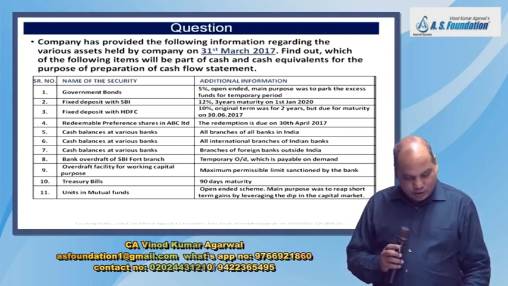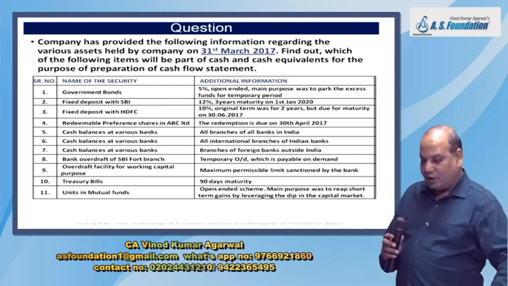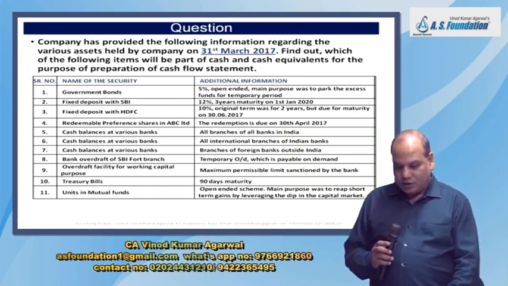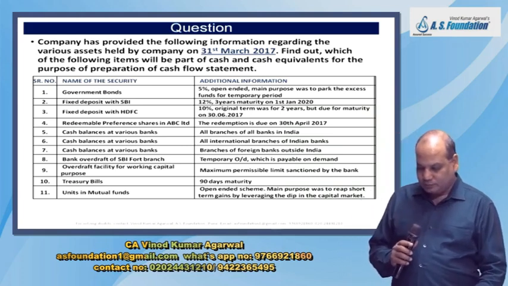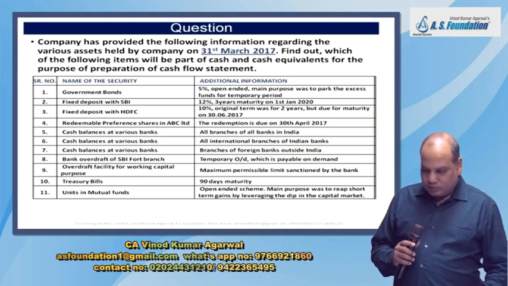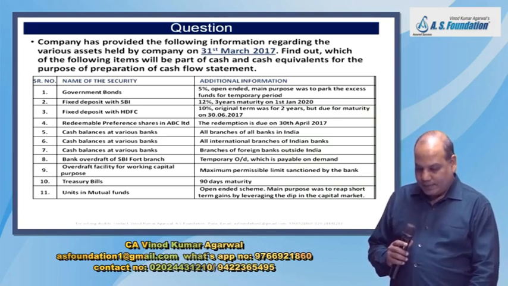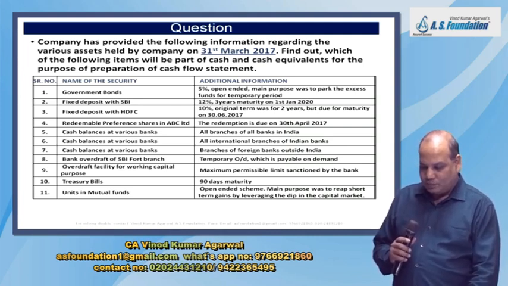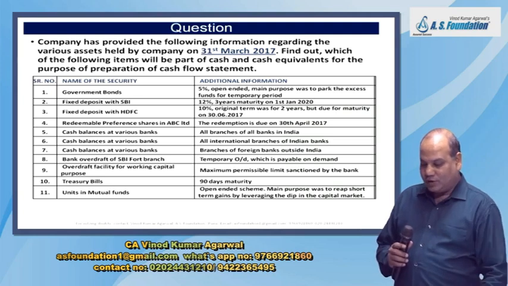One more question we will try, to check your awareness. The company has provided the following information regarding the various assets held by the company on 31st March 2017. Find out which of the following items will be a part of cash and cash equivalent for the purpose of the cash flow statement. Question number 1. Now you only look at the screen and answer.